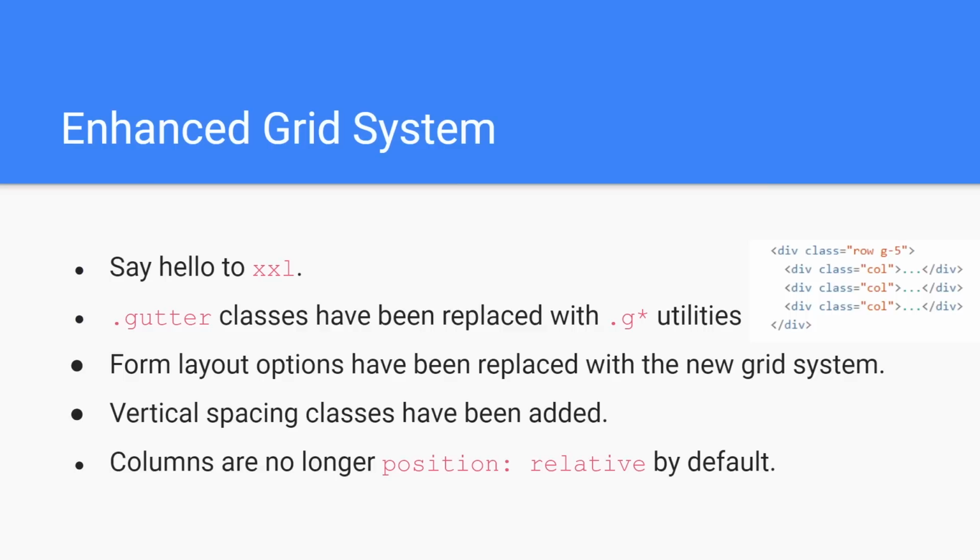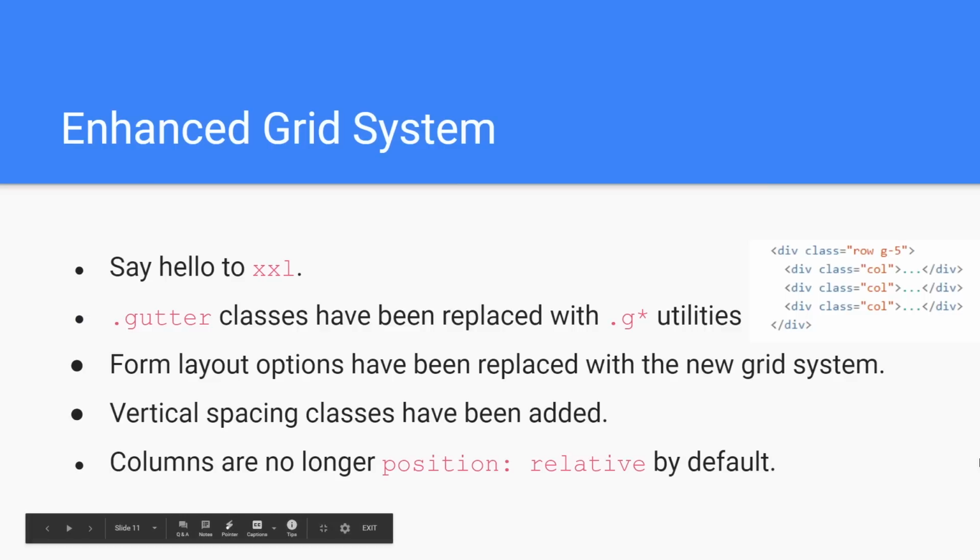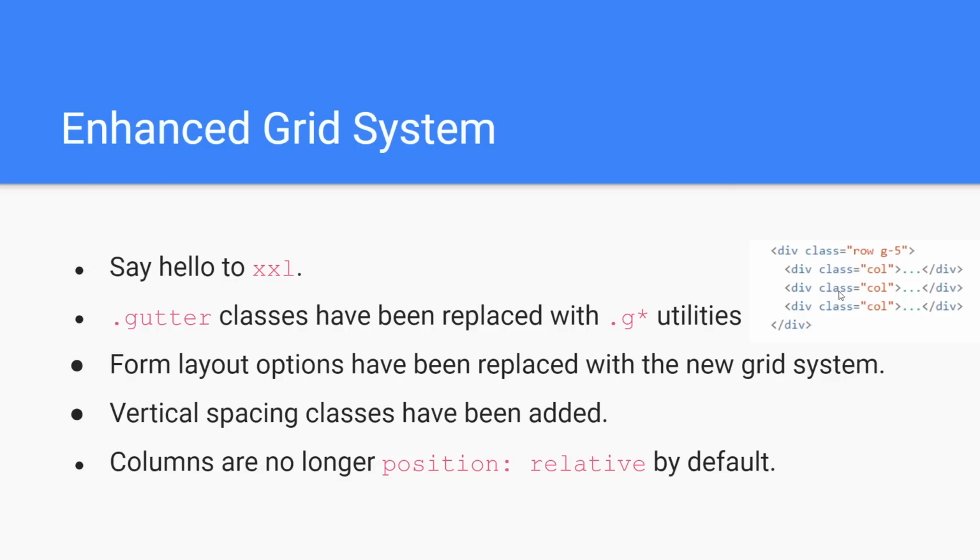And as I mentioned, the enhanced grid system has a few changes now. They introduced a new breakpoint, which is double large. The gutter classes have been replaced with g utilities, so you can see how easily you can add gutters now to your rows and columns. Form layout options have been replaced, vertical spacing has been added, and columns are no longer positioned relative by default.